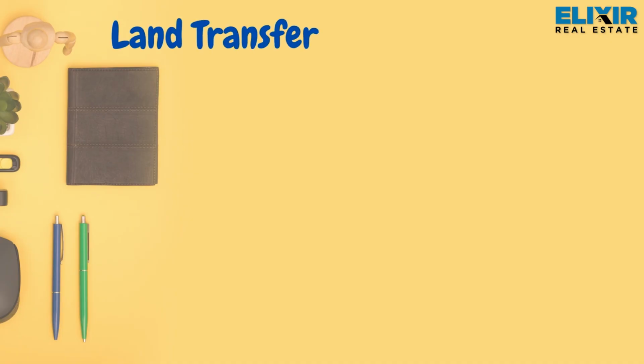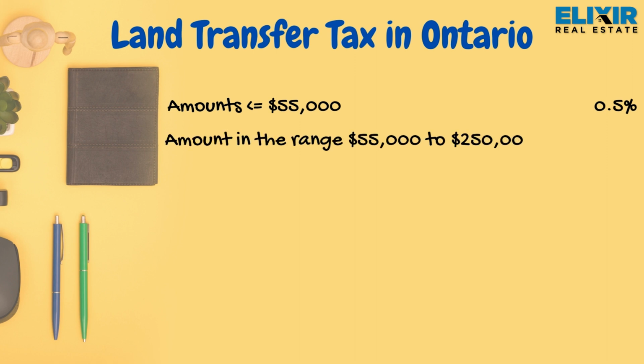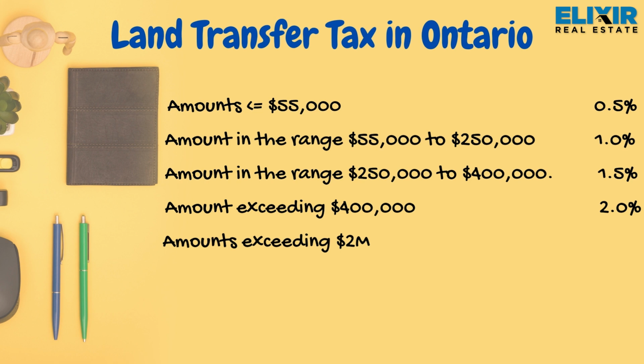Here in this table, you can review the various rate slabs or tiers which are used in the calculation of land transfer tax in Ontario. Amounts less than $55,000 in the purchase price are taxed at 0.5%. Amounts in the range of 55K to 250K at 1%. Amounts beyond 250K to 400K at 1.5%. And amounts exceeding $400,000 at 2%. Amounts exceeding 2 million at 2.5%.